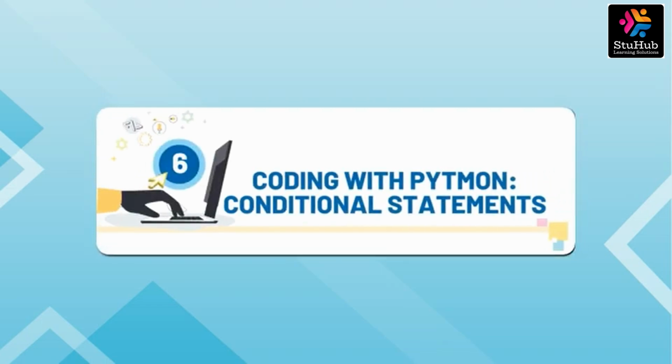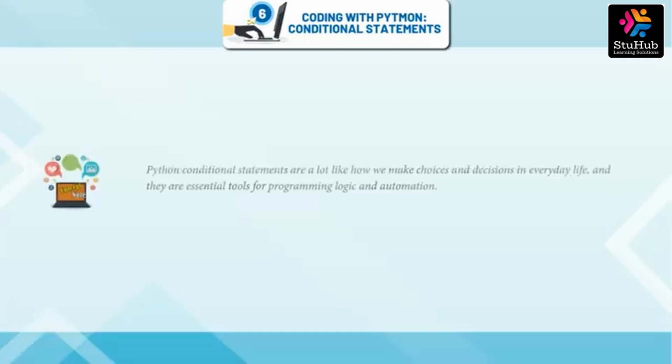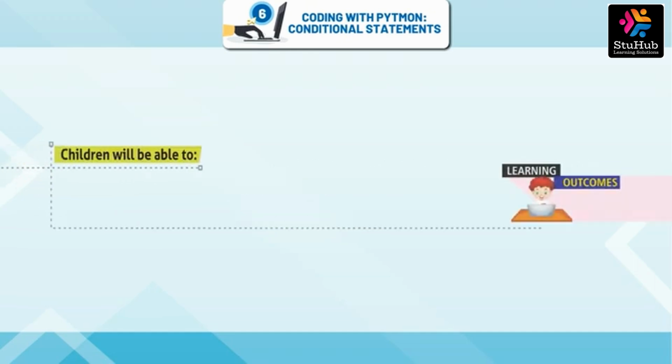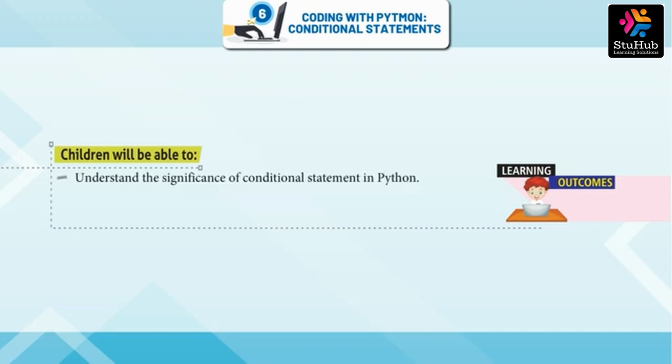Chapter 6: Coding with Python, Conditional Statements. Python conditional statements are a lot like how we make choices and decisions in everyday life, and they are essential tools for programming logic and automation. Learning outcomes: children will be able to understand the significance of conditional statements in Python and learn to use various conditional statements.